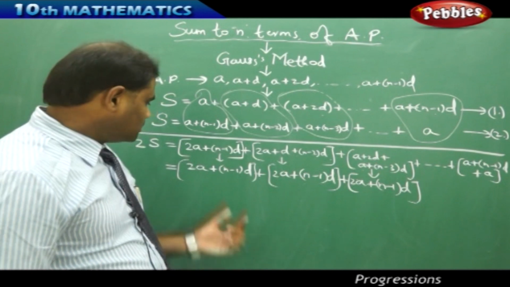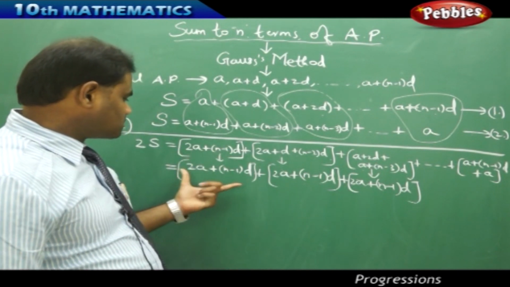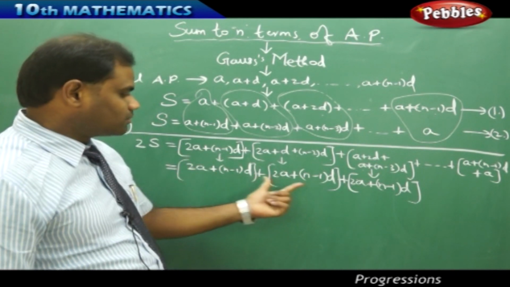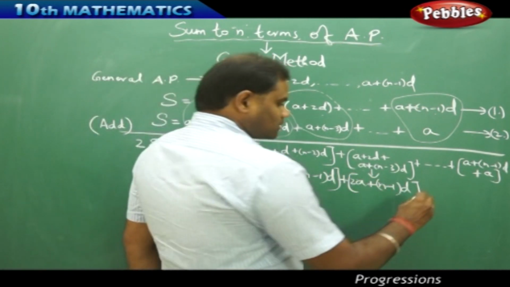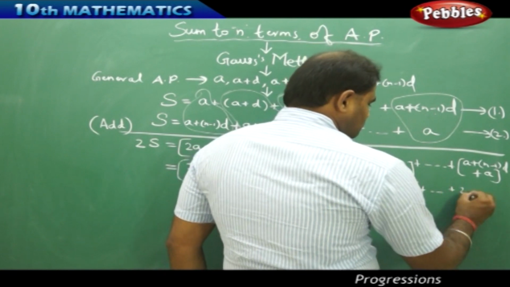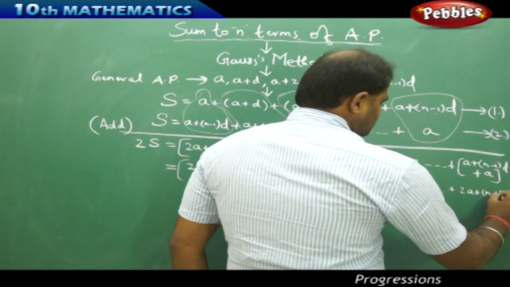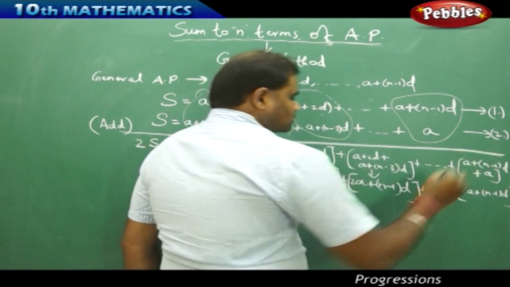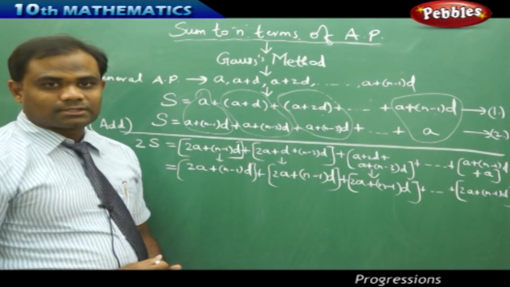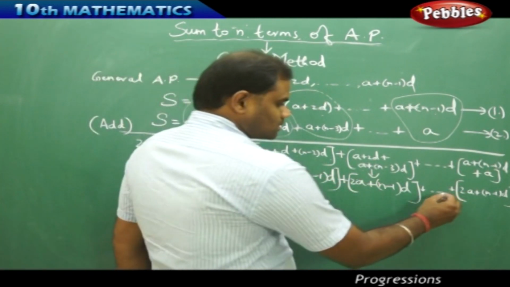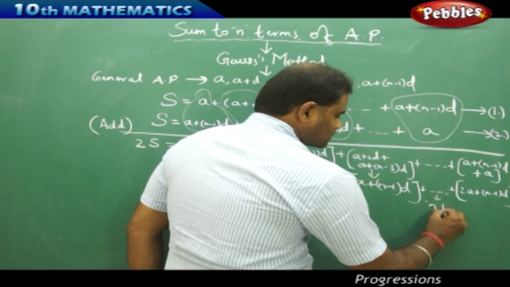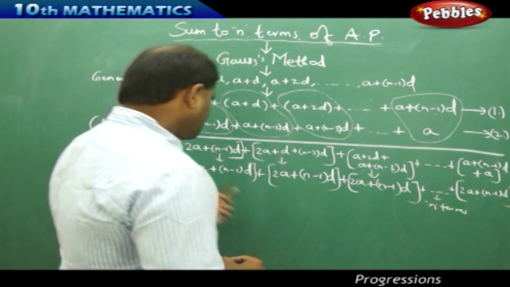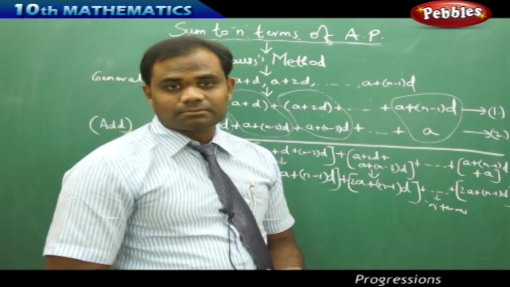So I observe that each of the terms, when simplified, gives me the same term: 2a plus n minus 1 into d, 2a plus n minus 1 into d, and so on. I get all equal terms until I reach the last term, which is also equal. Now I observe that there are n terms coming from here to here. There are totally n terms.